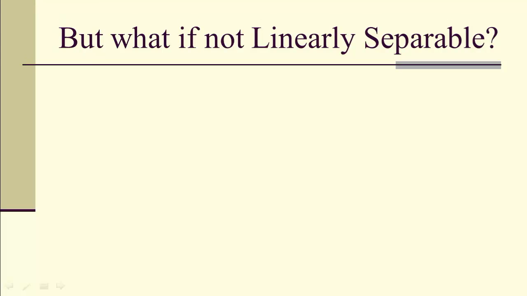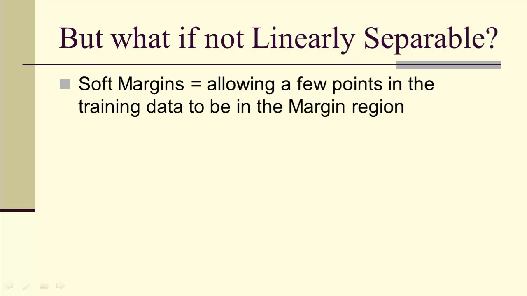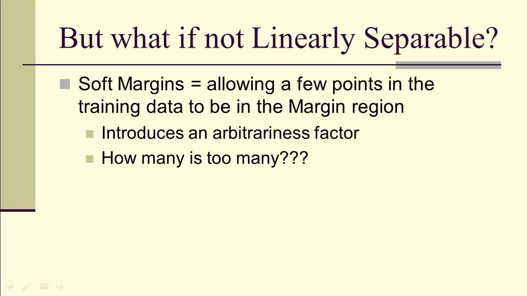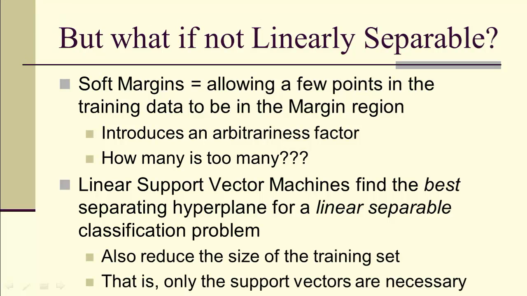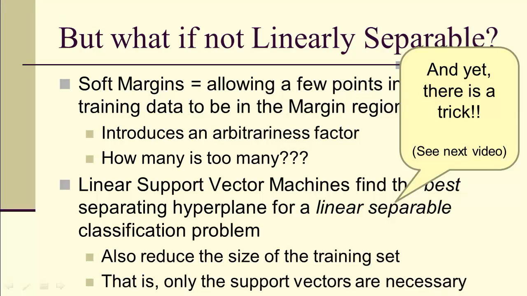So what if it's not linearly separable, however? We could use what are called soft margins, which allows a few data points to be in the margin region. But now we've introduced some arbitrariness into the problem. How many is too many? How soft is too soft? So linear support vector machines find the best separating hyperplane for a linearly separable classification problem. It reduces the size of the training set because all we need are the support vectors. But there's a trick, and that's what we're going to use when it's not linearly separable.